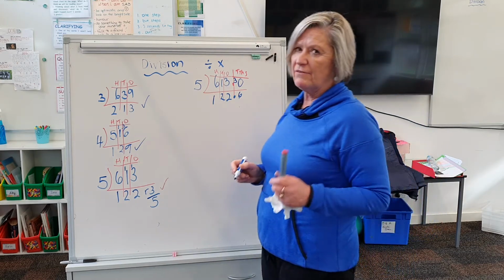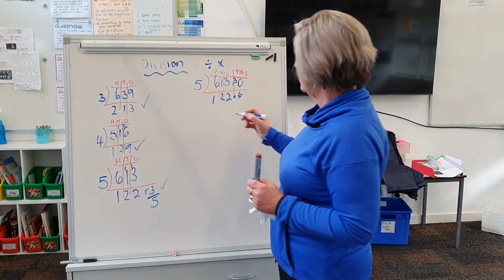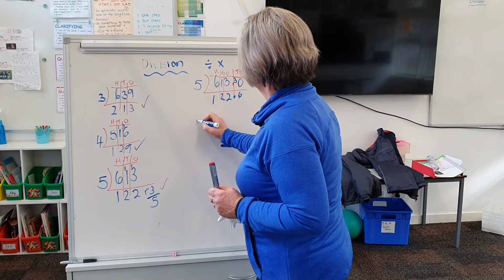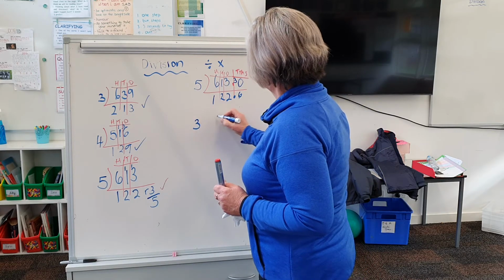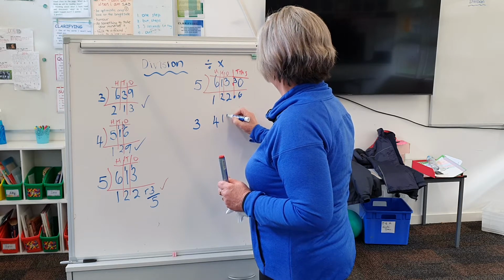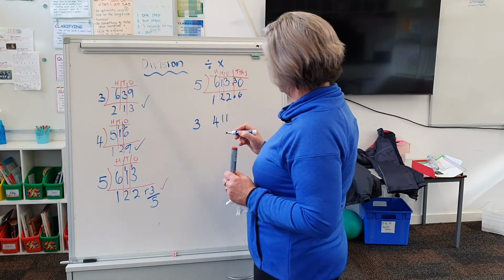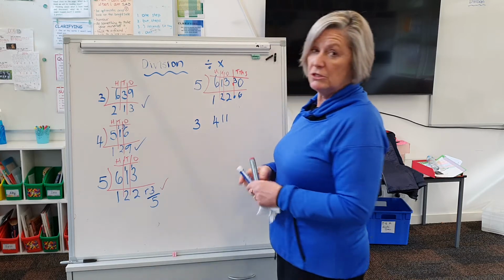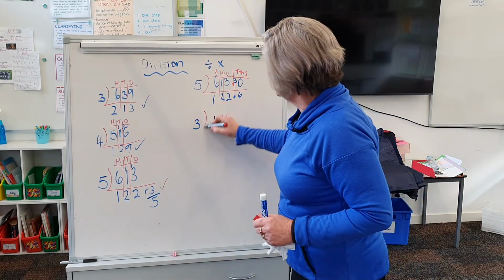Let's try another one and see if I can get you one with an answer in the hundredths column. Let's go 3 into 411. Okay. Again, I'm going to use place value just to help you guys a little bit.